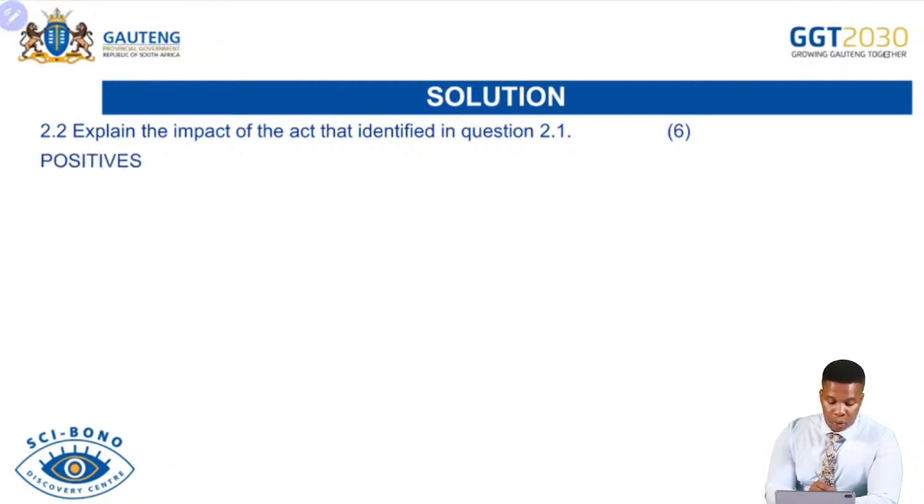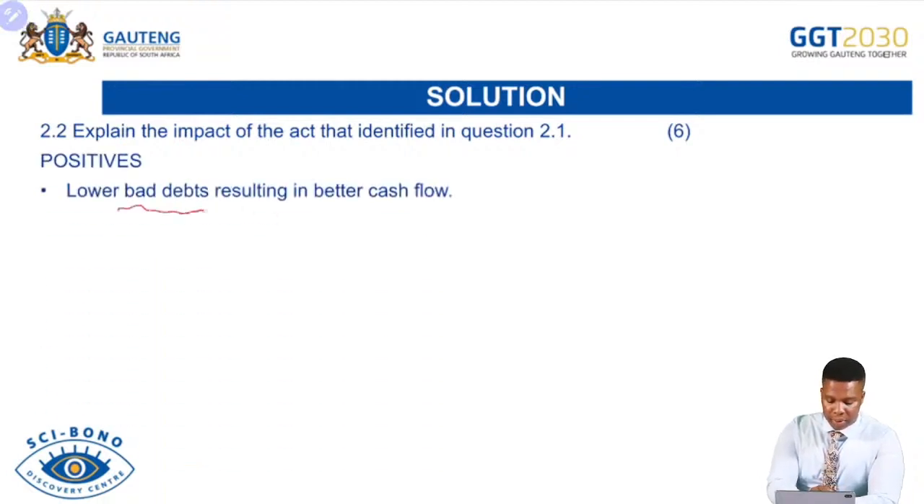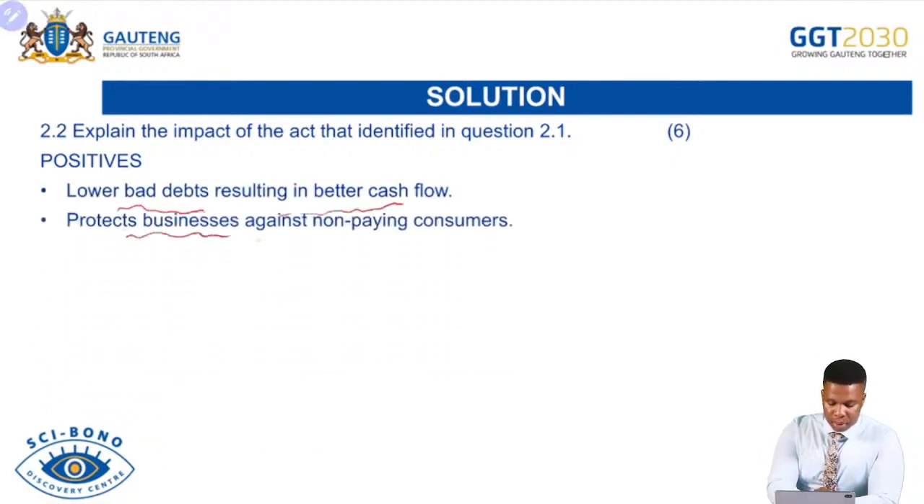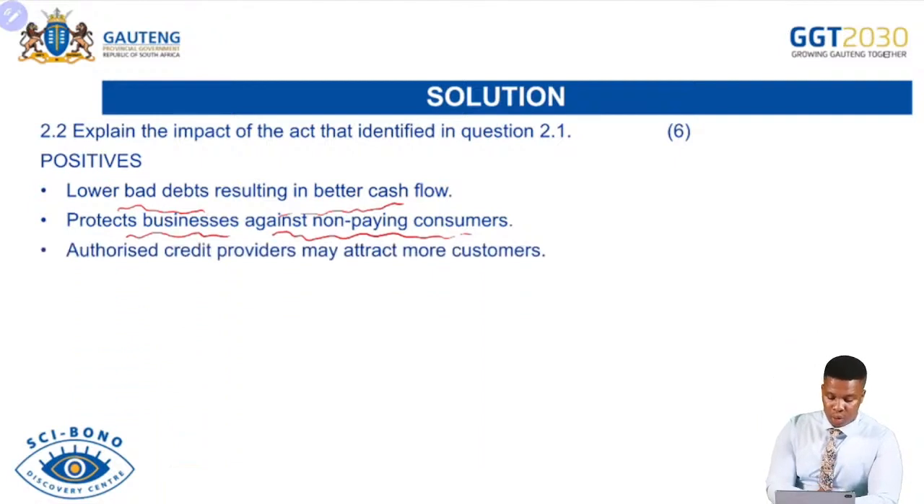What is the impact? What are the positives? The positives is that the business will experience low bad debts, resulting in a better cash flow. Furthermore, it protects the business against the non-paying consumers. These are people who would fail to pay credit on time, because the business, if it's complying with the National Credit Act, is basically doing what we call a credit affordability assessment before they can grant a consumer credit.